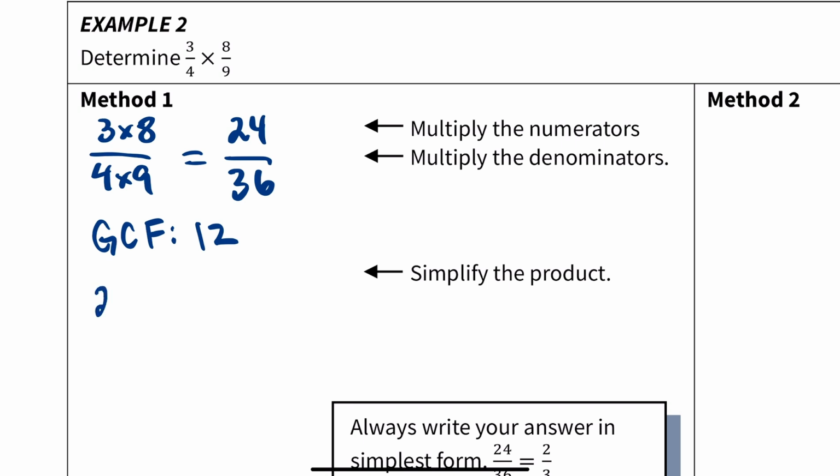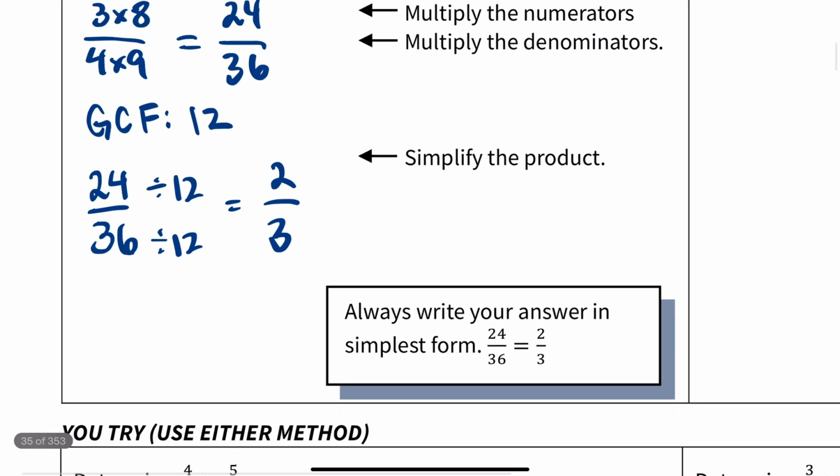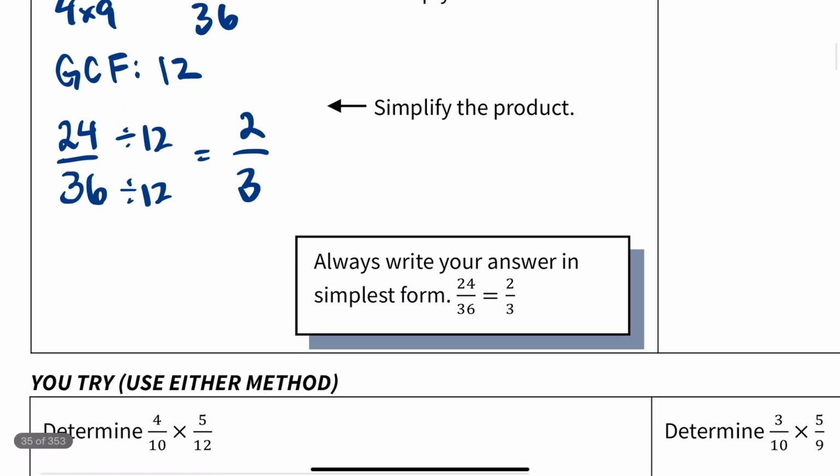So 24 over 36, if I divide the numerator and denominator by 12, we get 2 in the top and 3 in the bottom. And there's our reduced fraction. So always, always, always write your answer in simplest form.